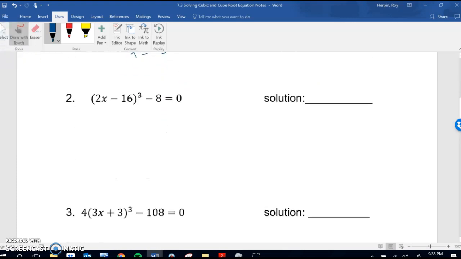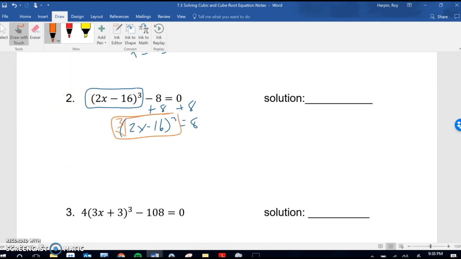Now the next one, I'm trying to isolate this whole thing as the cube term, so I got to get that by itself. So I got to add 8, and I have (2x minus 16) cubed equals 8. Now that this whole thing is isolated, I'm going to cube root both sides. So now this cancels and I just have what's inside, which is 2x minus 16 equals the cube root of 8, which is 2. Now it's just basic algebra, I'm solving for x. Add 16, 2x equals 18. I got to get x by itself, so I divide by 2, and I get x equals 9.